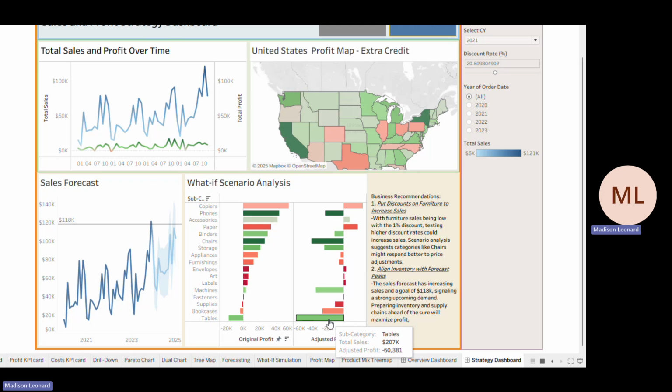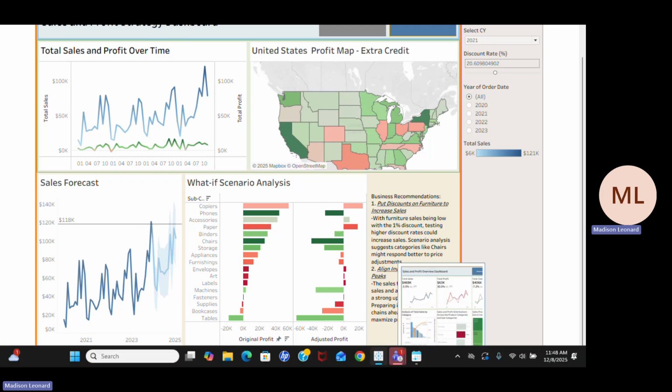And so what I learned in this project is how powerful Tableau is for connecting technical analysis to business storytelling. I practiced building interactive dashboards using scenario analysis and designing visuals that highlight both revenue and profitability. Thank you so much for watching my presentation, and I hope this walkthrough showed how data visualization can drive smarter business decisions, and I look forward to applying these skills in the future.